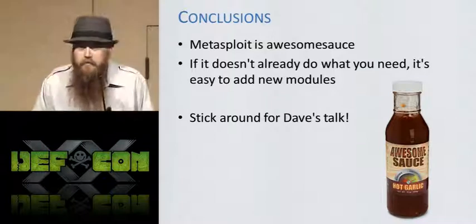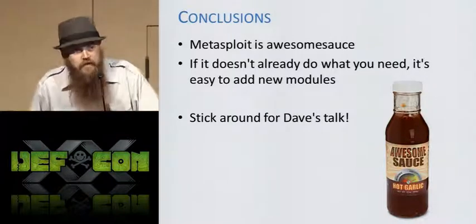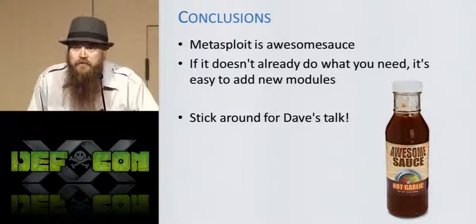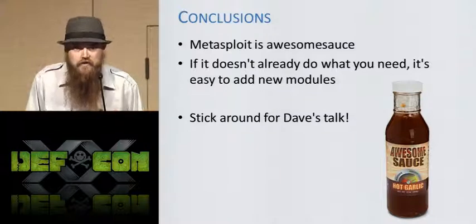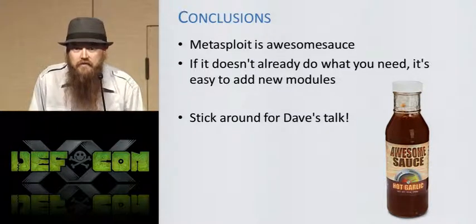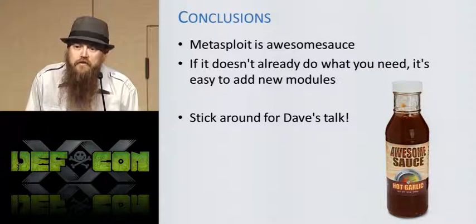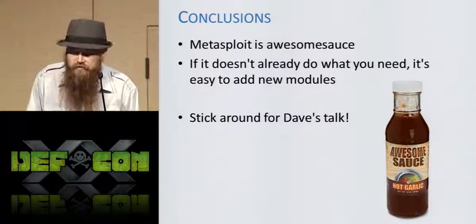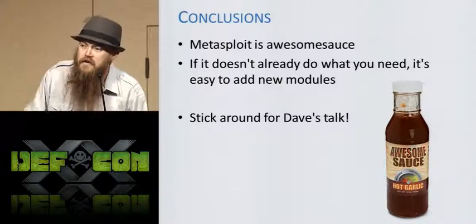So Metasploit is awesome sauce. Yay. And if it doesn't already do something that you need, it's relatively easy to add your own stuff. The module structure is simple. The amount of Ruby necessary to learn how to write new modules is minuscule. If you've written any other scripting language, you can learn the Ruby necessary to write a module in an afternoon. So if you're interested in more post-exploitation awesome sauce, stick around for Dave Maloney's talk.